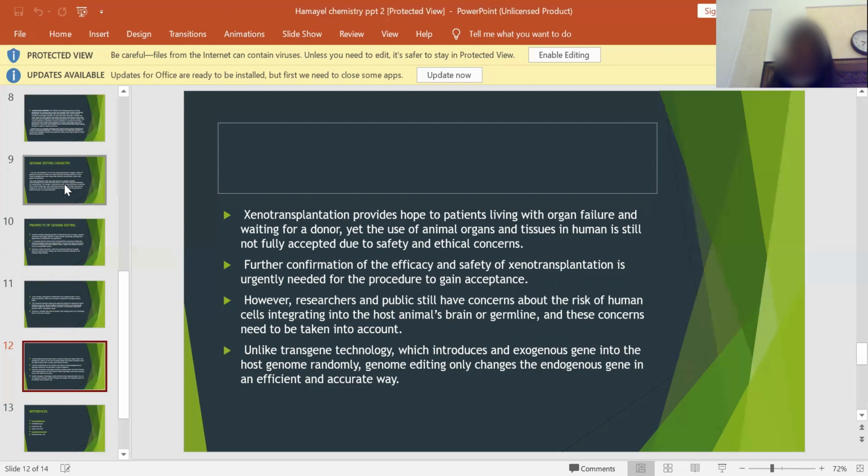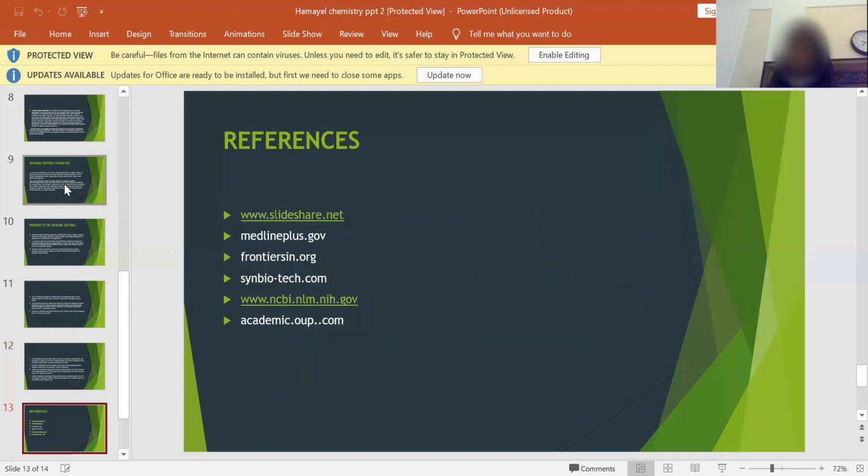Last but not least, unlike transgene technology that introduces an exogenous gene into the host genome randomly, genome editing only changes the endogenous gene in an efficient and accurate way.